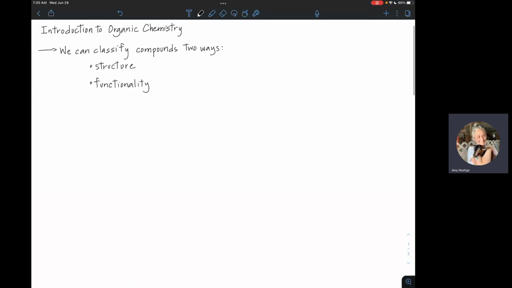So, we're going to introduce organic chemistry with a couple of ways that we can classify our compounds. As it turns out, we can classify our compounds by their structure, so what they look like. And we can also classify our compounds by functionality, like what can we do with them, or what can they do for us, kind of a thing, right? So, in this video, we're going to focus on classifying compounds by their functionality.